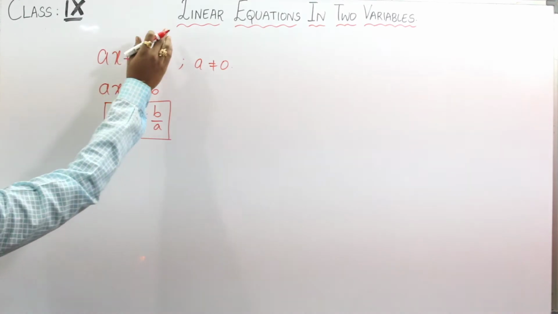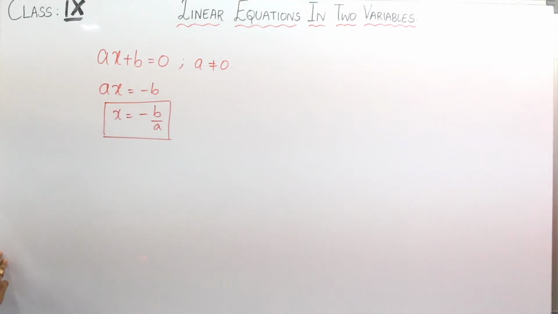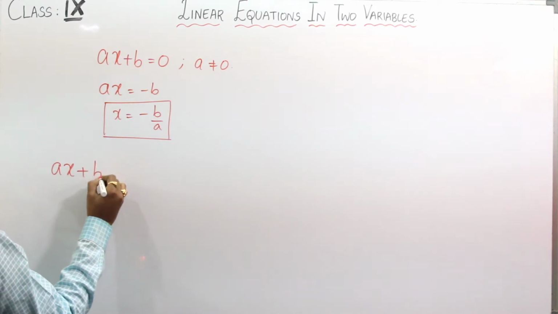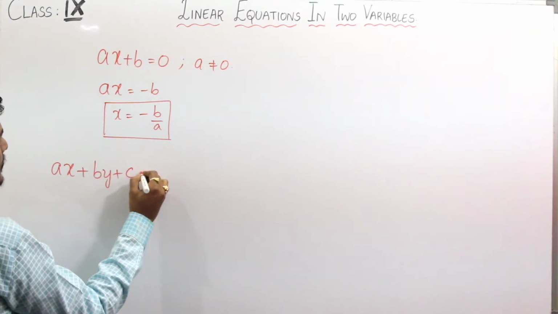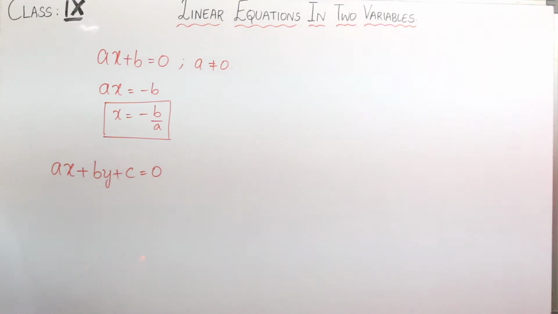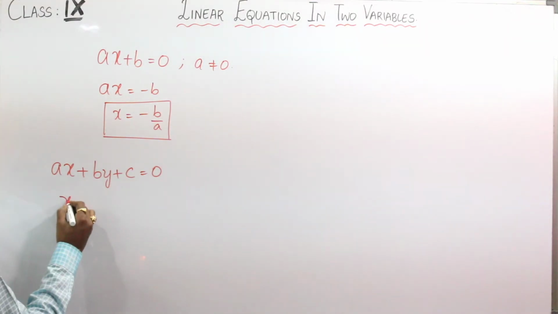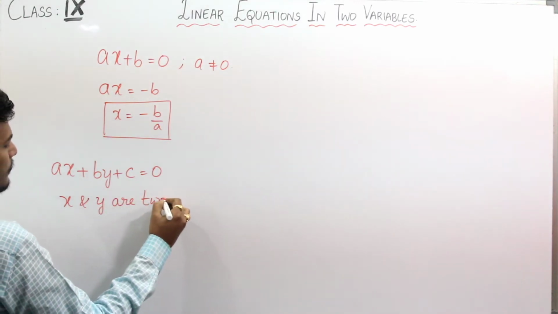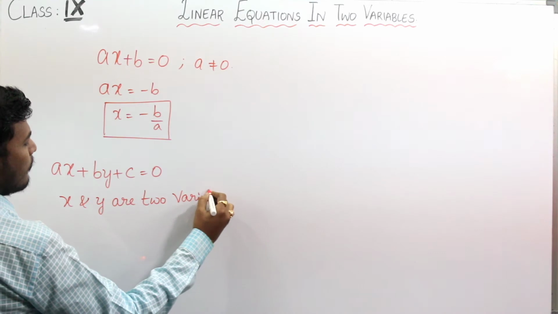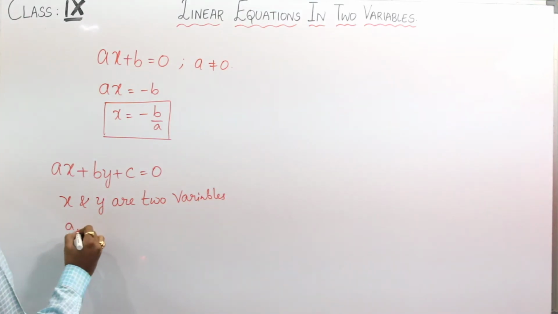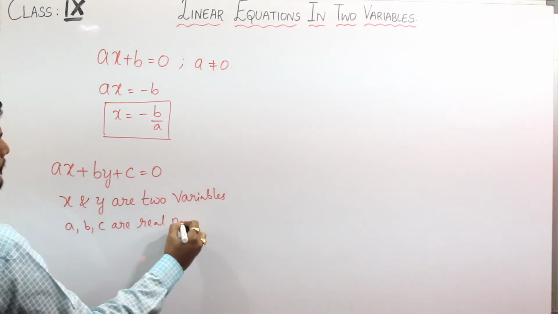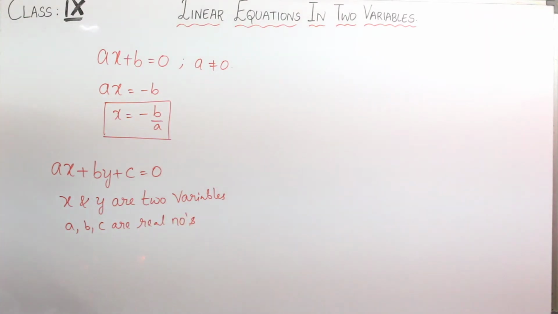Now let us learn about linear equation in two variables. An equation of the form ax plus by plus c is equal to 0 is called a linear equation in two variables. Here x and y are two variables, and a, b, c are real numbers.